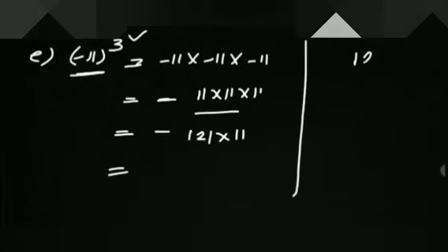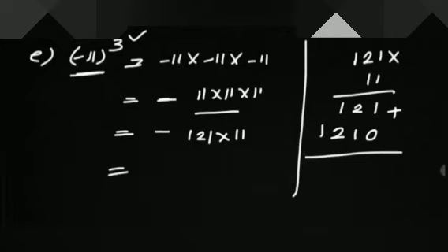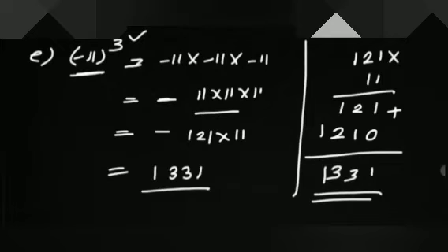121 into 11. 1 ones are 1, 1 twos are 2, 1 ones are 1. Plus, put a 0 down. 1 ones are 1, 1 twos are 2, again 1 ones are 1. Now, we have to add, isn't it? 1, 2 plus 1, 3, 2 plus 1, 3, 1. 1331. This is the final answer. Don't forget to put the minus sign. Minus is the sign of the final answer. We found that earlier. That's very important. If we forget to put the sign, the entire question would be wrong.